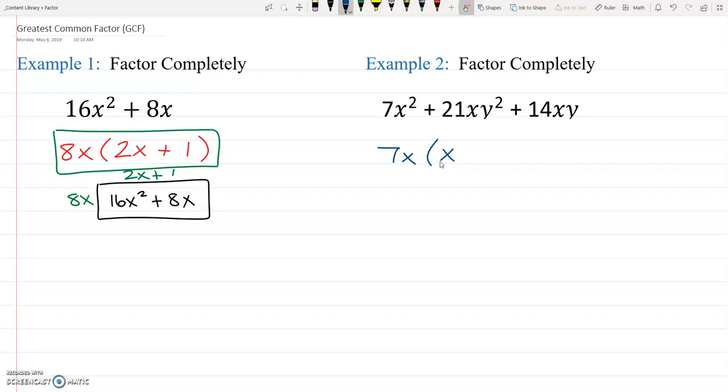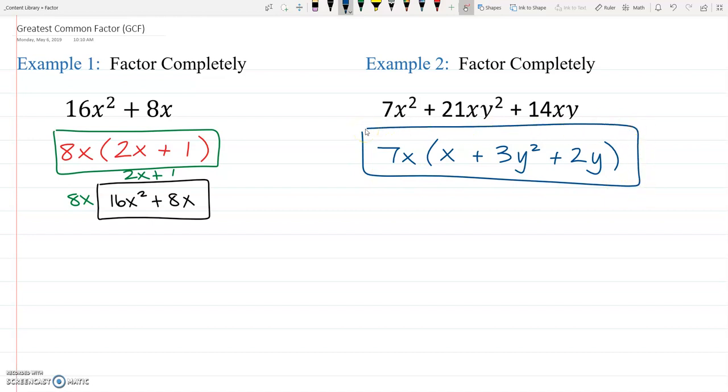7x times x would be 7x squared. If I pull a 7 out of 21, or look at it like this, 7 times 3 is 21, opposite of distributive property. I pulled that x out, that's out front, but I do have these 2 y's left. Y squared is left in there. Are you okay with that? So if I multiplied those together, 7x times 3y squared would be 21xy squared. Last one, 7 times 2 is 14. I pulled that x out. I left that y. I broke that big old ugly polynomial down into 2 pieces that multiply together. That is greatest common factor.